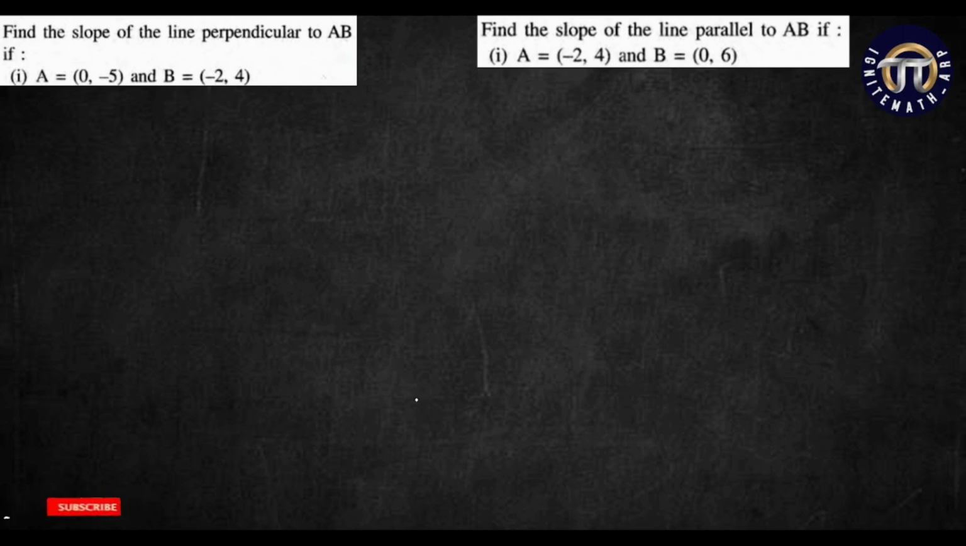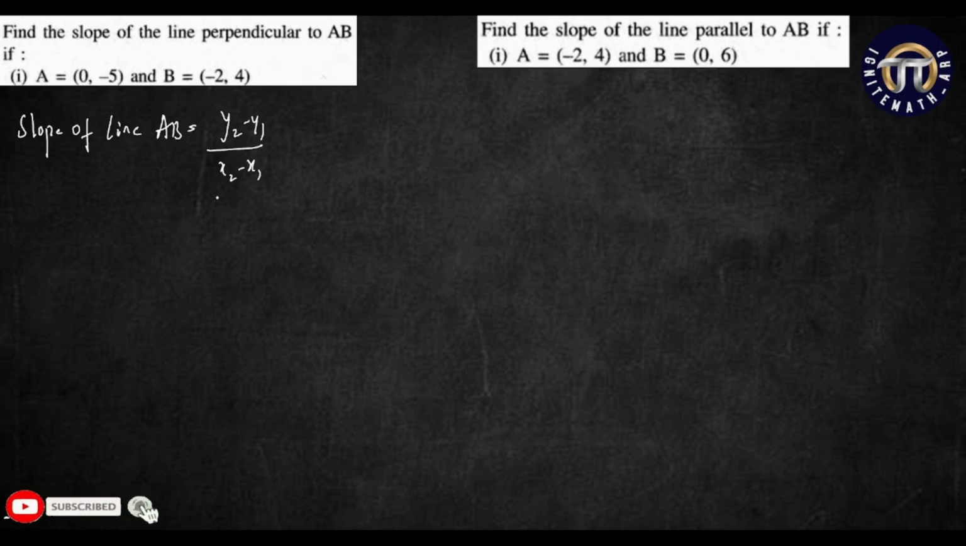Find the slope of a line perpendicular to AB if A and B are given. So now slope of line AB is equal to (y2 minus y1) by (x2 minus x1). So I can write 4 minus of -5 by -2 minus 0, which is 9 by -2, because minus of -5 is plus, so 4 plus 5 is 9 and -2 as it is. So this is the slope of the line.